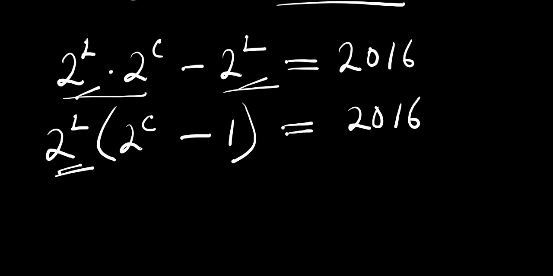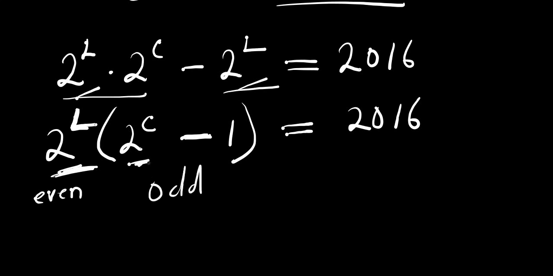So what do we do? 2 power L here will actually give us an even number. 2 power any number here will give us an even number. So 2 power L will give us an even number, so we can have here even. This is 2 power c. 2 power c here will give us an even number, but once you subtract 1 from it, that means we are going to have odd. The whole of this will give us odd. So we have even times odd. Now that means we need to split this 2016 into 2 parts. We are going to have even and we are going to have odd.